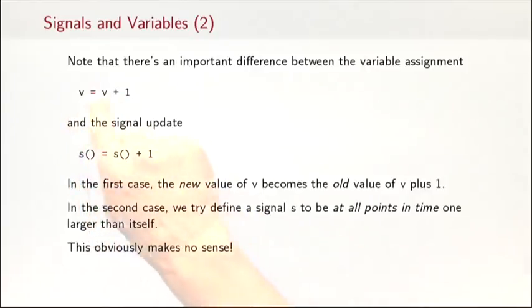In the first case, in that variable assignment, the new value of V is the old value of V plus 1. So implicitly, there's a notion of old value versus new values. When you update a signal, there's no such notion. So what you are trying to say here is that, in effect, the signal S is the same as the signal S plus 1, which obviously makes no sense.